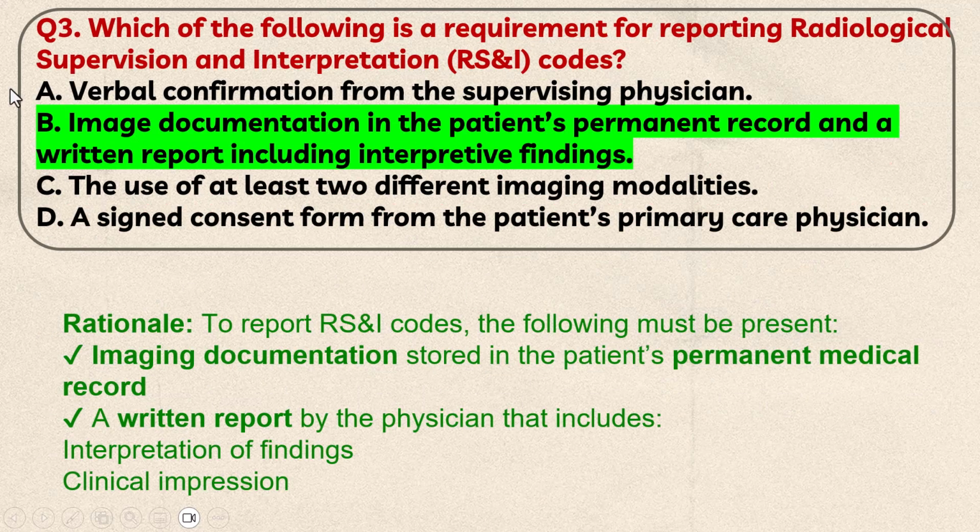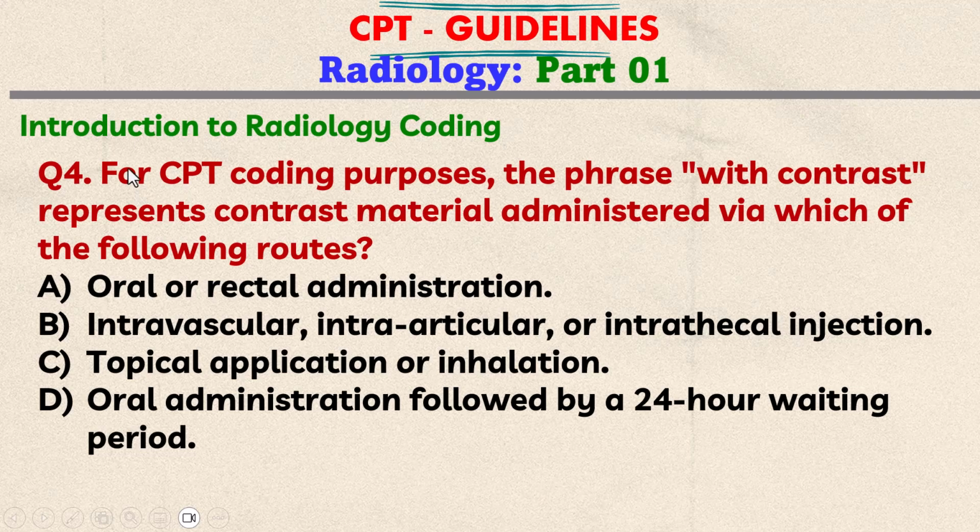Think the answer. The correct answer is B. Image documentation in the patient's permanent record and a written report including interpretative findings. So to report RS&I codes, the following must be present: imaging documentation stored in the patient's permanent medical record and a written report by the physician that includes interpretation findings and clinical impression.